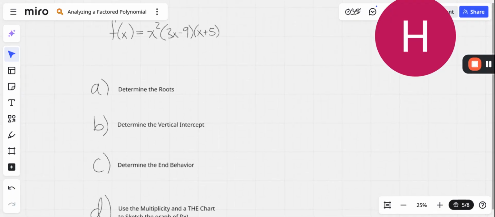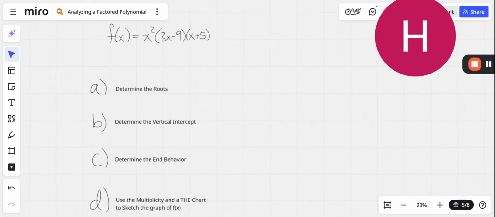This is math from the void. Math coming at you pretty much just out of nowhere. And today we have a problem involving a factored polynomial. Got some questions regarding this polynomial.